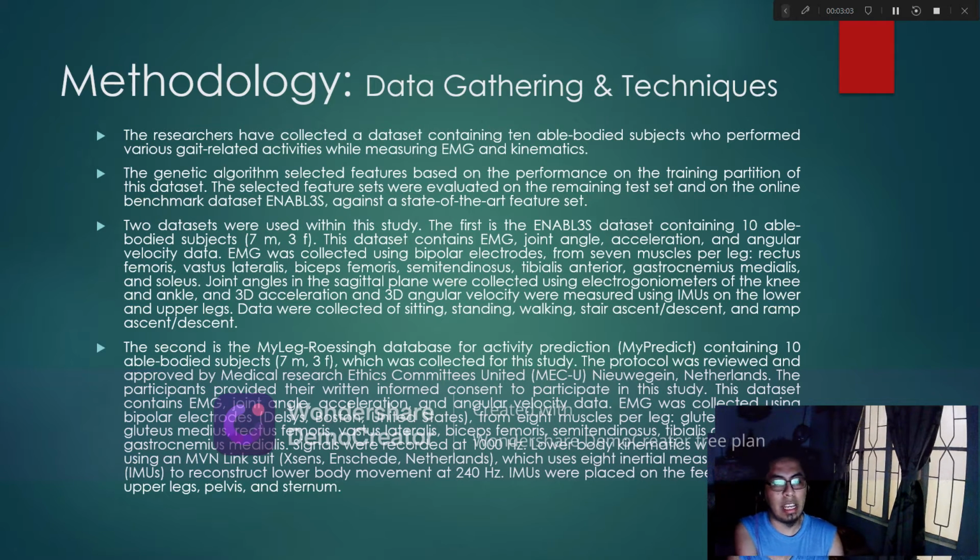First one is the ENABL data set containing 10 able-bodied subjects along with the height. This dataset contains EMG, joint angle, acceleration, and angular velocity data. EMG was collected using bipolar electrodes, so they are using electronic components as well to get the data from several muscle movements, rectus femoris, and other scientific names with regards to our muscles and joints in there. So joint angles in the sagittal plane were collected using electrogoniometers of the knee and ankle. So they have collected all of these data as part of their first data set.